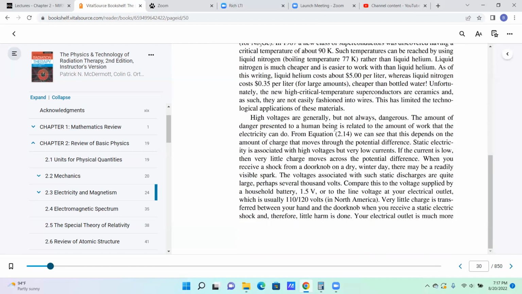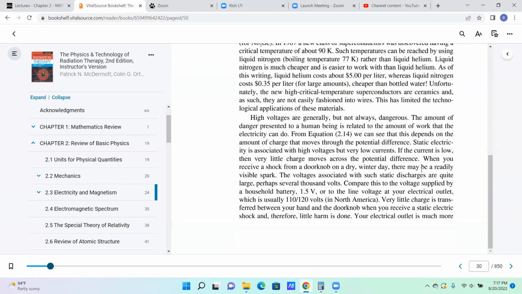High voltages are generally, but not always, dangerous. The amount of danger presented to a human being is related to the amount of work that the electricity can do. So if we look at equation 2.14, we can see that this depends on the amount of charge that moves through the potential difference. Static electricity is associated with high voltages, but very low currents. If the current is low, then very little charge moves across the potential difference.